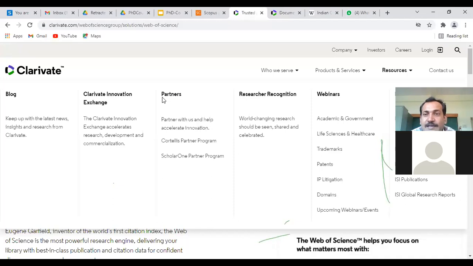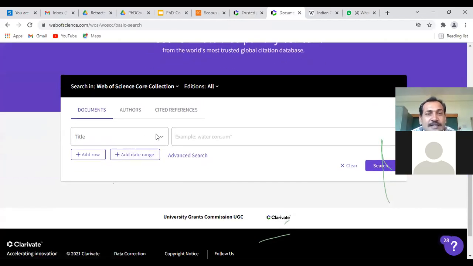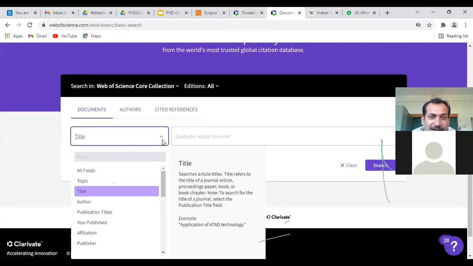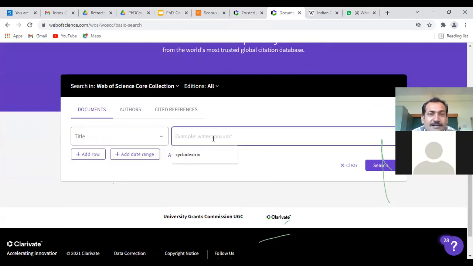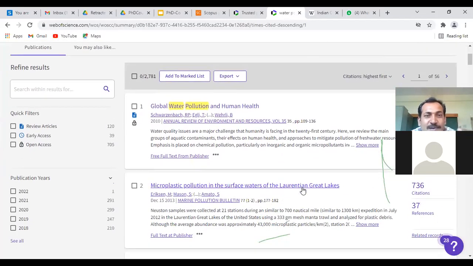If we go to the search, we will get this particular web page, and here we can search different documents by the title of a research paper, or you can use any single word as a keyword. For example, I will put in water pollution, and if I search, I will get different research papers, right?